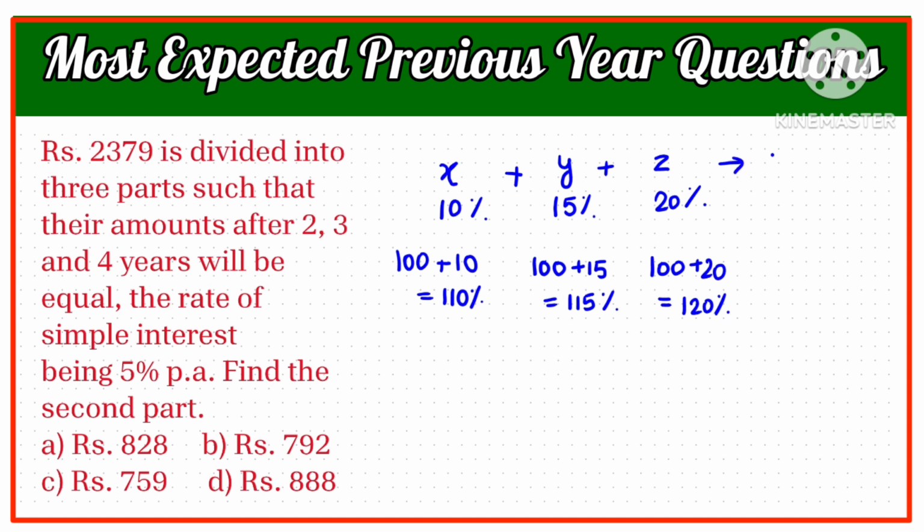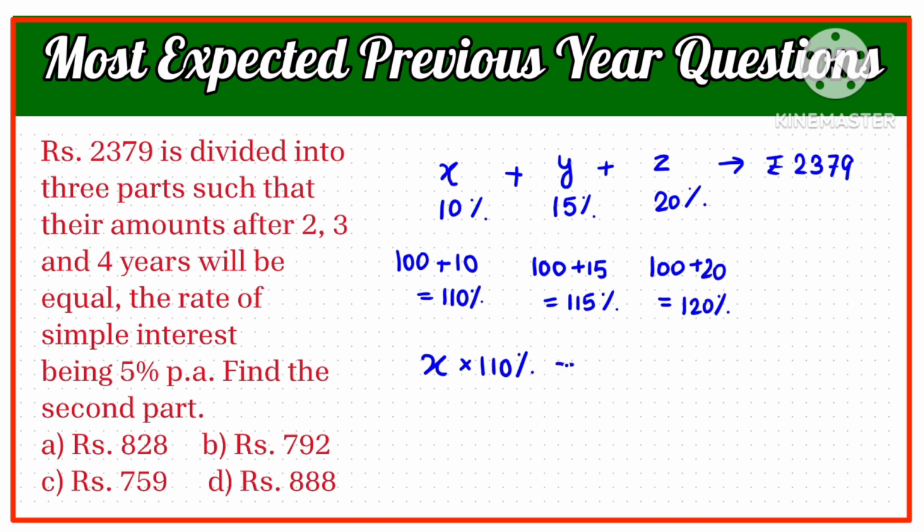According to the question it is given, if we add all these three parts, it will give you rupees 2379. That is the total principal. And it is also given that the amount of first year, amount of second year and amount of third year will be same. So in the first case, he is getting total 110% as the amount. So on X rupees, he is getting 110%.